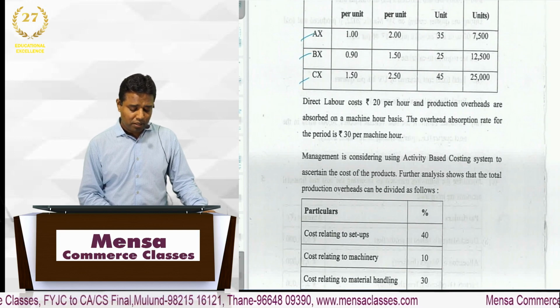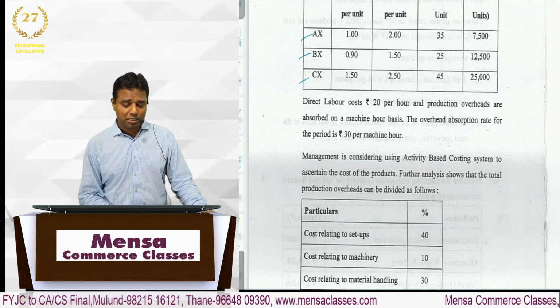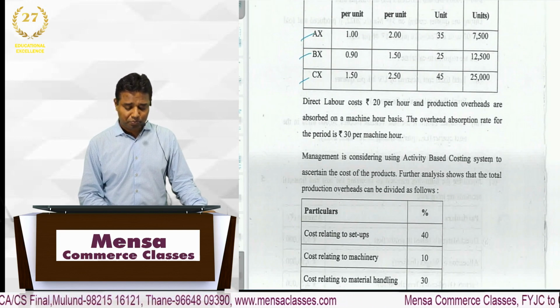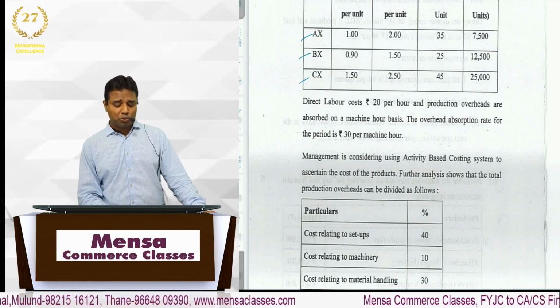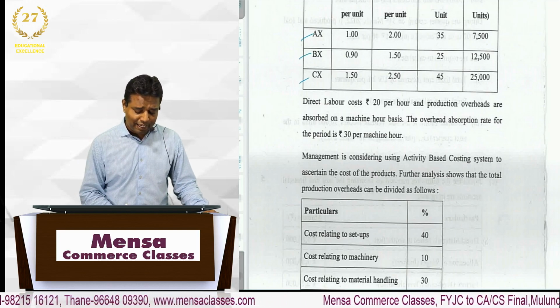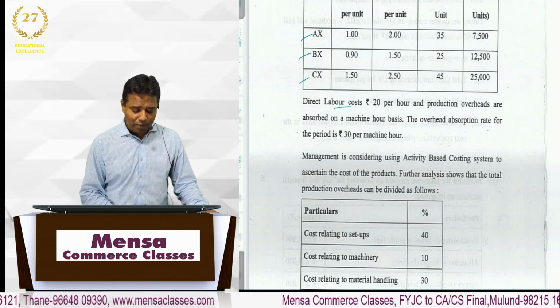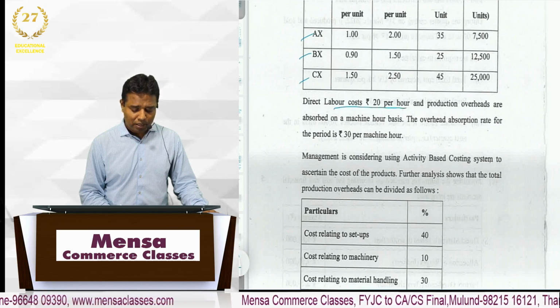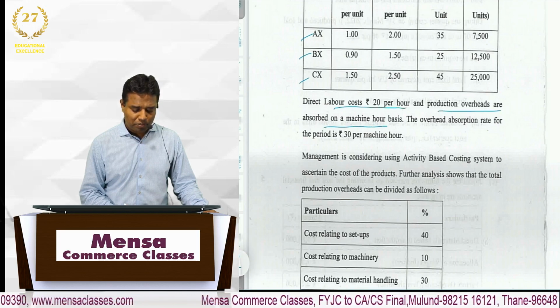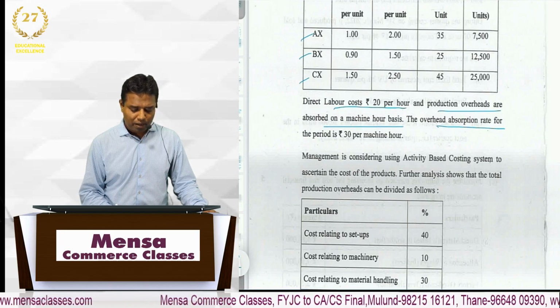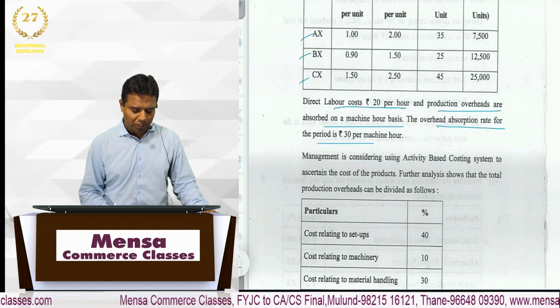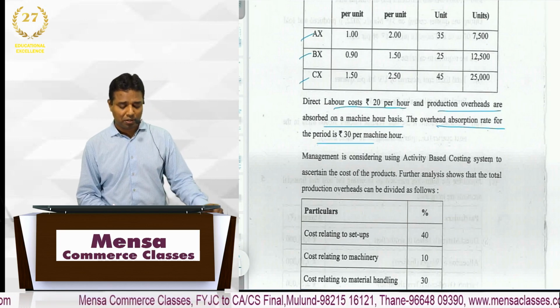So here the labor hours per unit, machine hours per unit, material per unit, and volume are given to us. What exactly is given other than that? Labor cost is 20 rupees per hour. Production overheads are absorbed on the basis of machine hours. Overhead absorption rate is rupees 30 per unit. So this is for conventional.